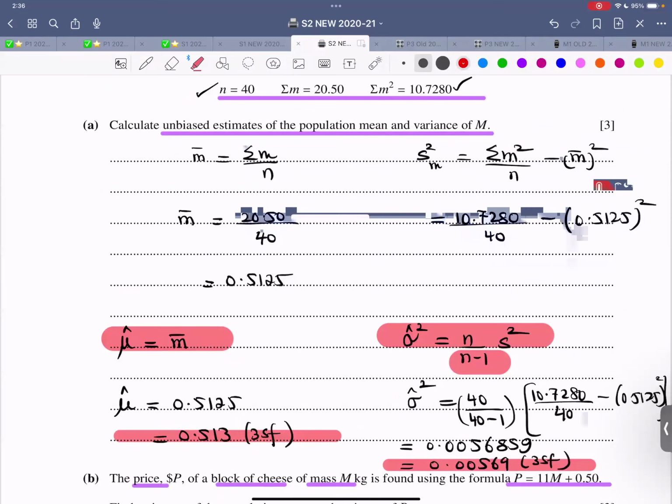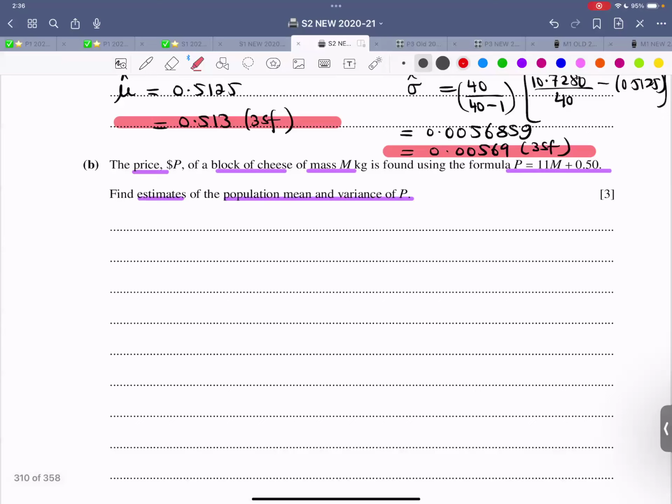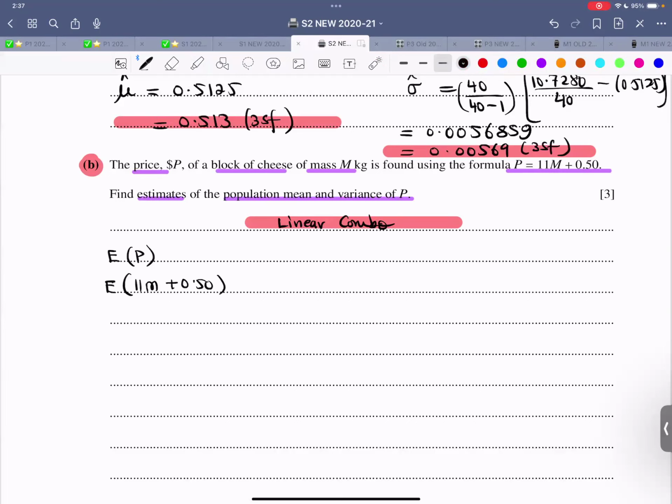Now I'm doing the explanation, doing the narration, giving you the background, and then solving it out. Second part. Now, what is this part all about? This part is about linear combination, a very strange connection that they have developed: a variable is expressed in terms of another variable. So let me write this over here: the expectation of P is the expectation of 11m plus 0.50. That is the expectation of 11m plus the expectation of 0.50.